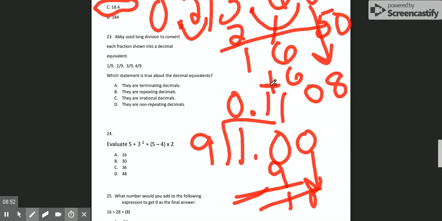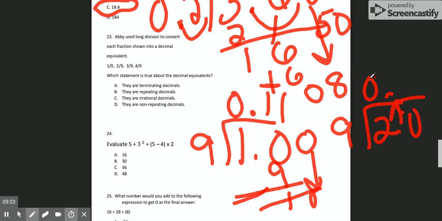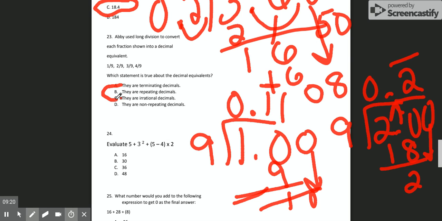So 1/9 is 0.1 repeating. Let's try 2/9 and see what we get. 2/9, put over your decimal point, bring it up. 9 goes into 2 0 times. 9 goes into 20 2 times. So that would be 18. 2 left over, bring it down. It's going to be repeating 2 then. I'm going to bet that 3/9 is 0.3 repeating and 0.4 is probably 0.4 repeating. So 23 is going to be B. In this case, we're going to get repeating decimals.